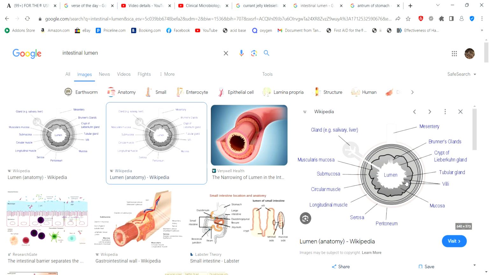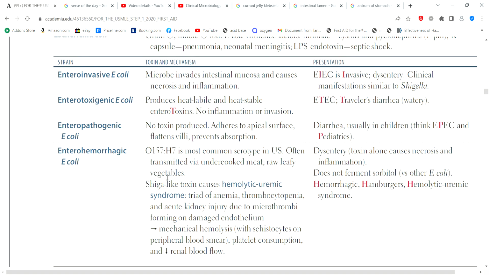So platelets come and try to seal off that gap inside the endothelium, and because the platelets try to seal off the endothelium, this is why you have microthrombi. And when you have microthrombi, the RBCs cannot get past them, and they get sheared, which is why you have schistocytes. So, Shiga-like toxin causes hemolytic uremic syndrome, a triad of anemia, thrombocytopenia, and acute kidney injury due to microthrombi forming on the damaged endothelium. This is why you have mechanical hemolysis, which causes schistocytes on the peripheral blood smear.